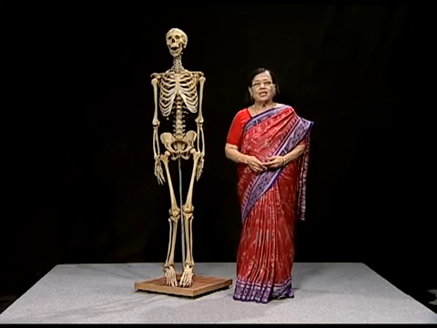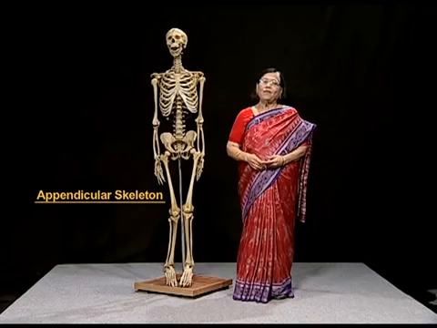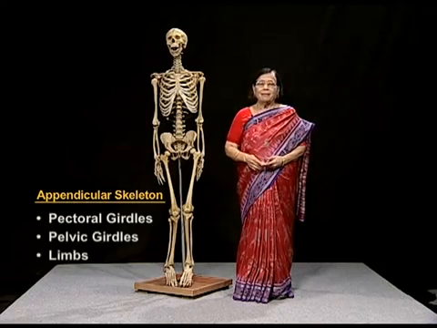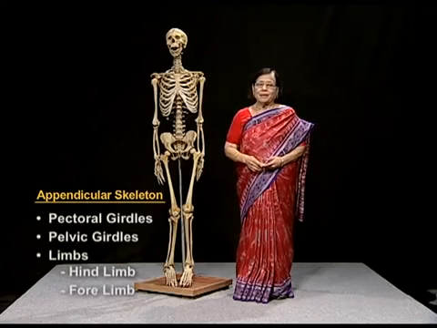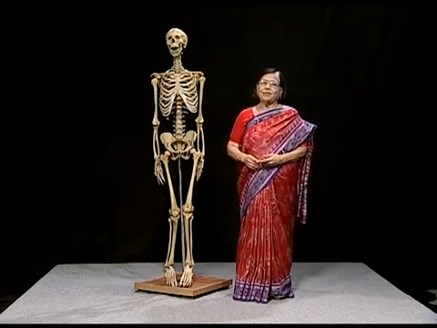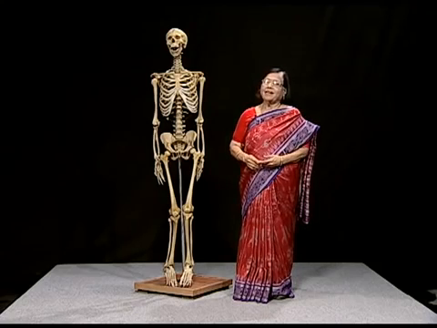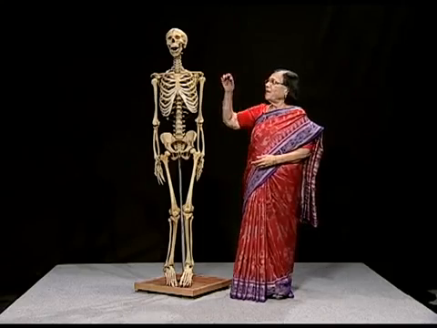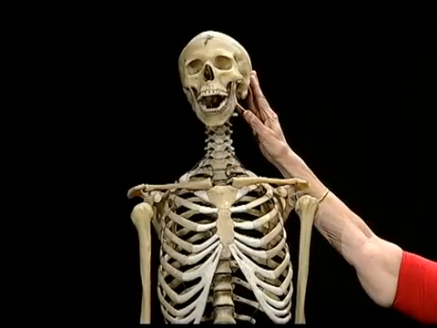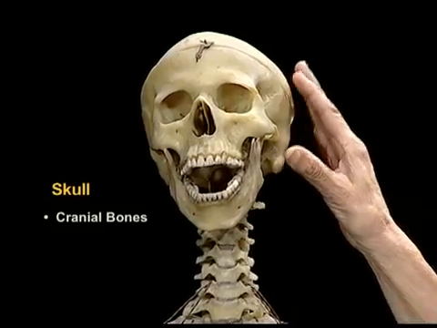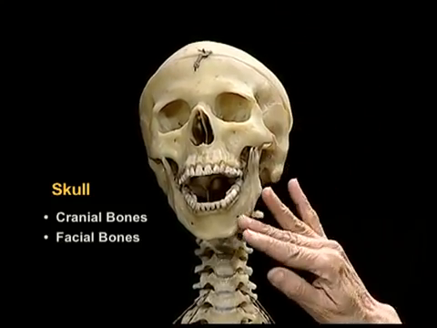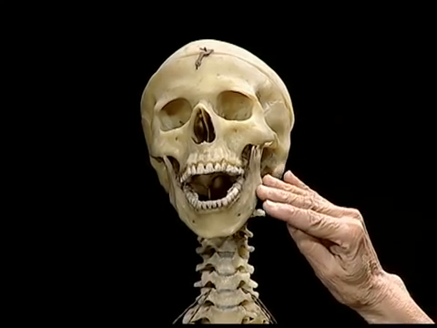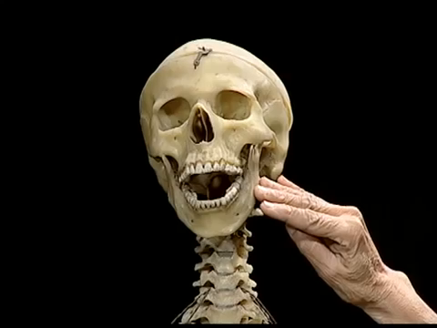The other division is appendicular skeleton, which includes the pectoral girdle, pelvic girdle, and the limbs, hind limb and forelimb. Let me start explaining the bones in this skeleton, starting with the head, which is part of the axial skeleton. You can see the skull here, it has two parts, the cranium and the facial bones. There are 8 bones in the cranium and 14 bones in the facial region.